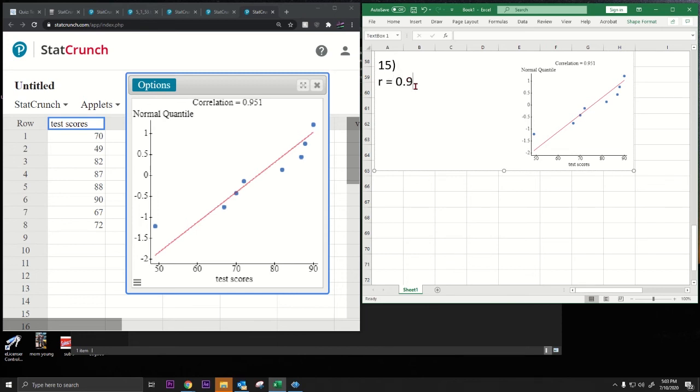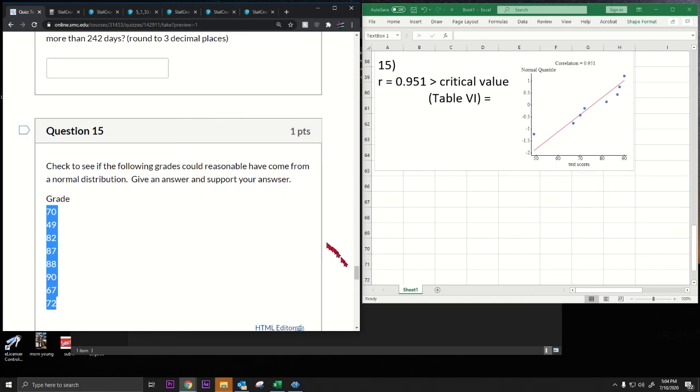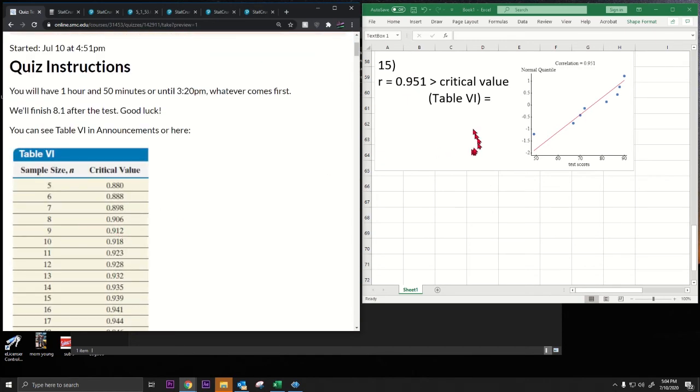R equals 0.951, which is probably going to be greater than the critical value, which is from the table. We're going to get that from table 6, right? What's that critical value? We're going to have to go to the test. And in the test, if you go all the way up here, we need the sample size. What's the sample size? Well, let's see, it's 3, 6, 7, 8. There's 8 dots. I actually like saying what the sample size is when I'm writing my answer.